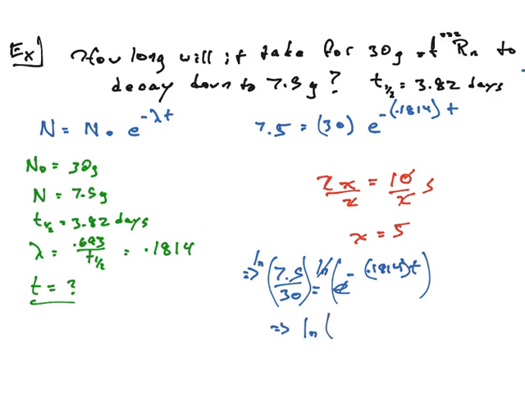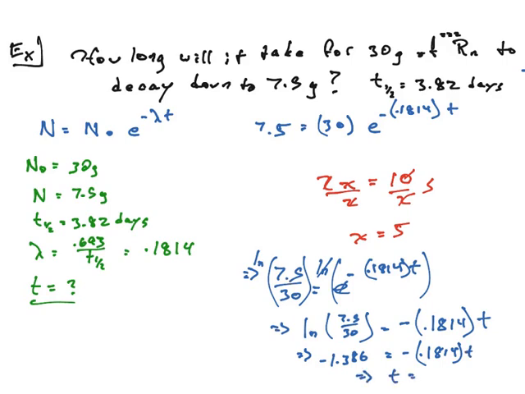So what happens? I have natural log of 7.5 over 30 equals, natural log cancels the e, and I get minus 0.1814 times t. Alright, so what's the natural log of 7.5 over 30? This is negative 1.386 equals negative 0.1814 times t. And of course, we solve this for t. And we get that t is equal to 7.64 days. And there we go.